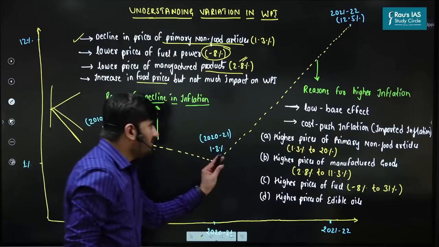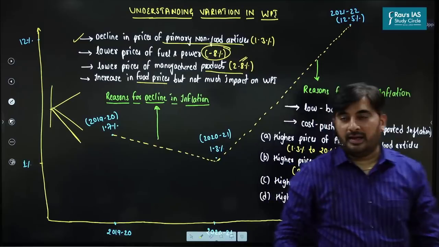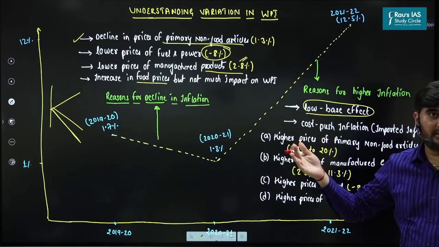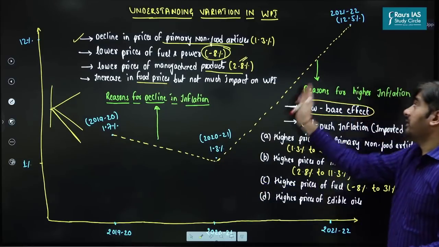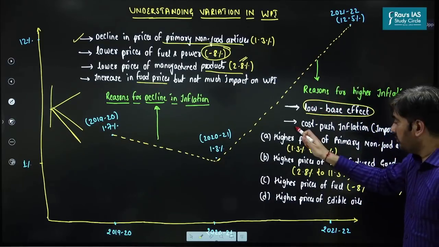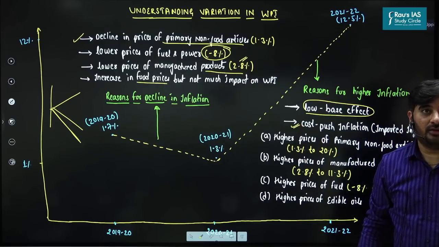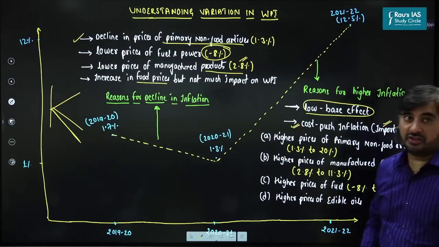But now why has WPI increased suddenly? First thing is obviously low base effect. I hope you know the concept of low base effect. So base last year was very low, and that is why suddenly it has shot up. So one is the low base effect. And second and most important is what we are witnessing is the cost push inflation, or in a way it can be considered as imported inflation.